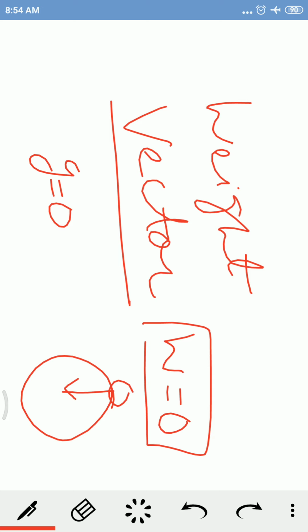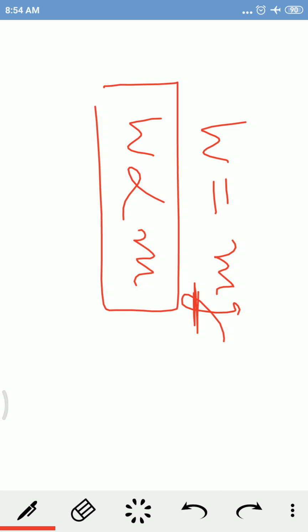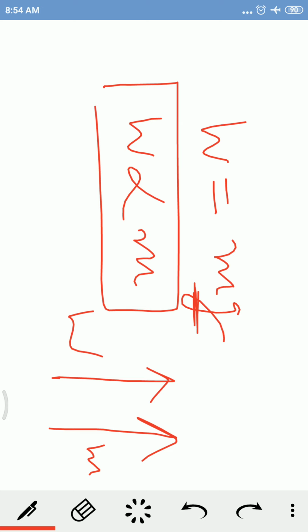Now next thing is that we know the formula for weight is W equals mg. Here g is constant, so we can write W is proportional to m. So whenever the mass increases, the weight will also increase. So these are some basic points related to mass and weight.